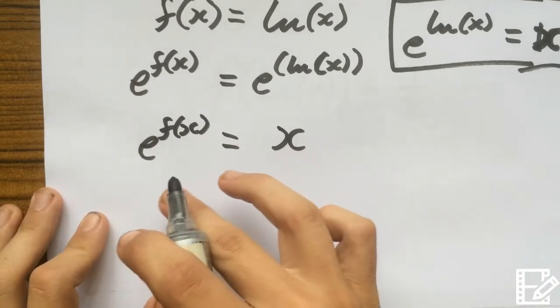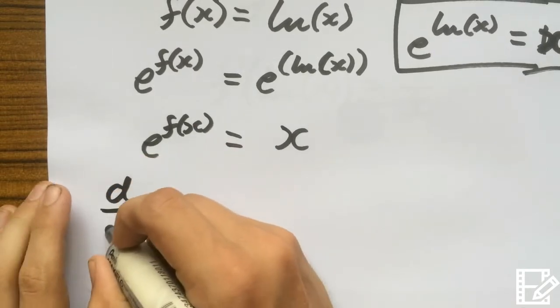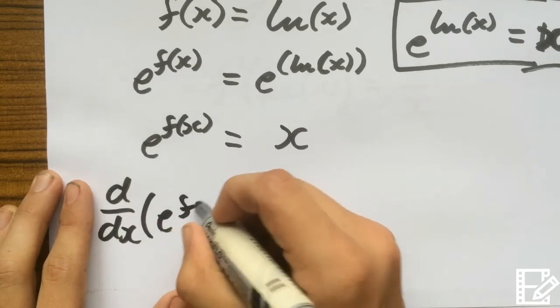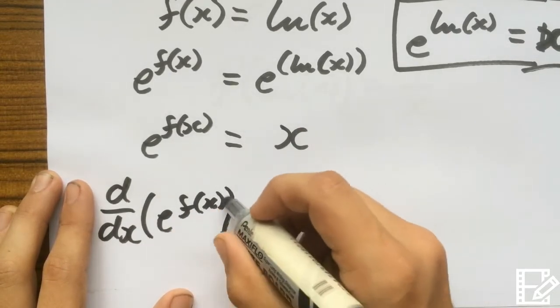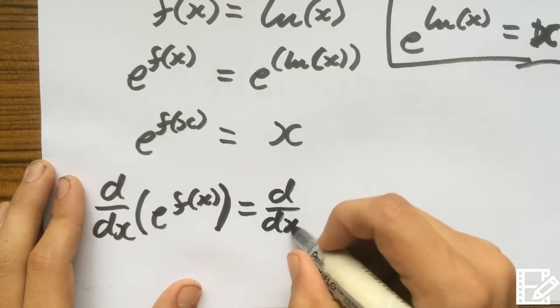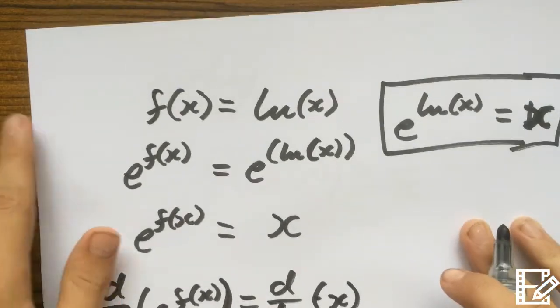Okay, now we're going to differentiate each side. So find the derivative of e to the f(x) and the derivative of x. Okay.